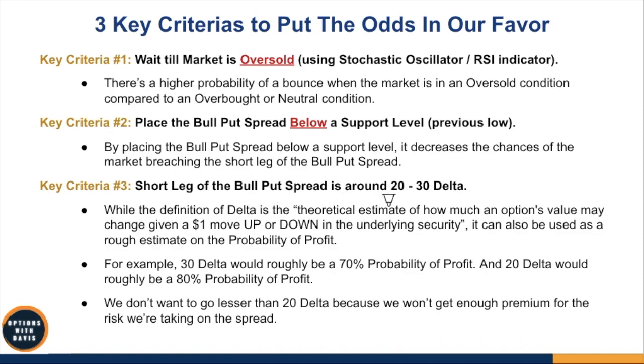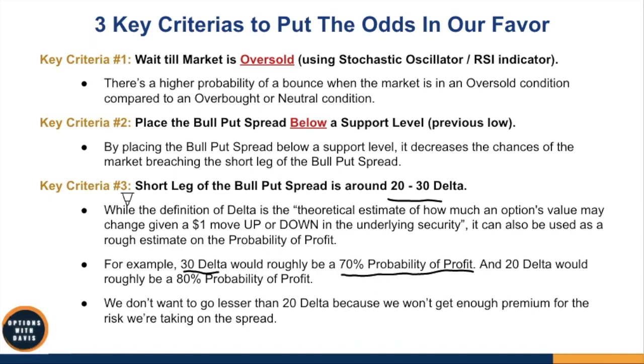The short leg of the bull put spread, ideally you want it around 20 to 30 deltas. Now, while the definition of the delta is the theoretical estimate of how much an option's value may change given a $1 move up or down in the underlying security, it can also be used as a rough estimate of the probability of profit. So for example, if the short strike is a 30 delta, that means it will be roughly a 70% probability of profit. So that's how you define your win rate in this case. So we already have delta working for you. This is using a complex mathematical formula to derive this probability of profit. So just by the delta alone, you're going to have a rough gauge of the probability of profit.